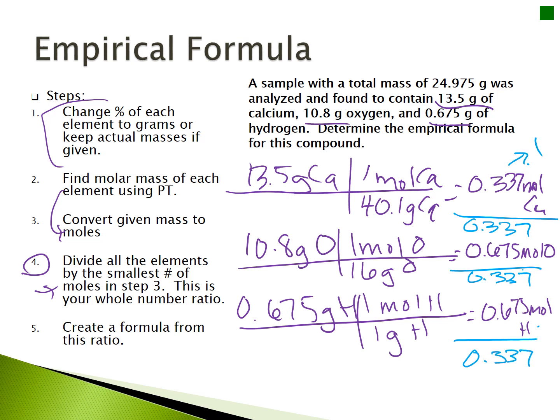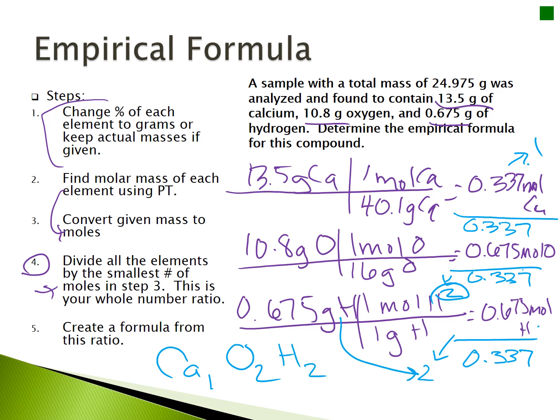So for this guy, I get 1. For this one, I got 2. And that one, I got 2. Now create a formula from this ratio. So I have Ca1, O2, and then H was 2.